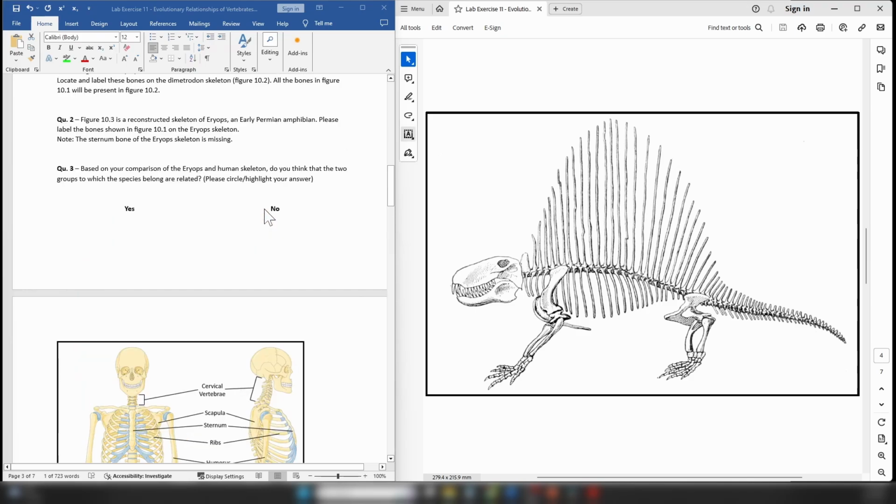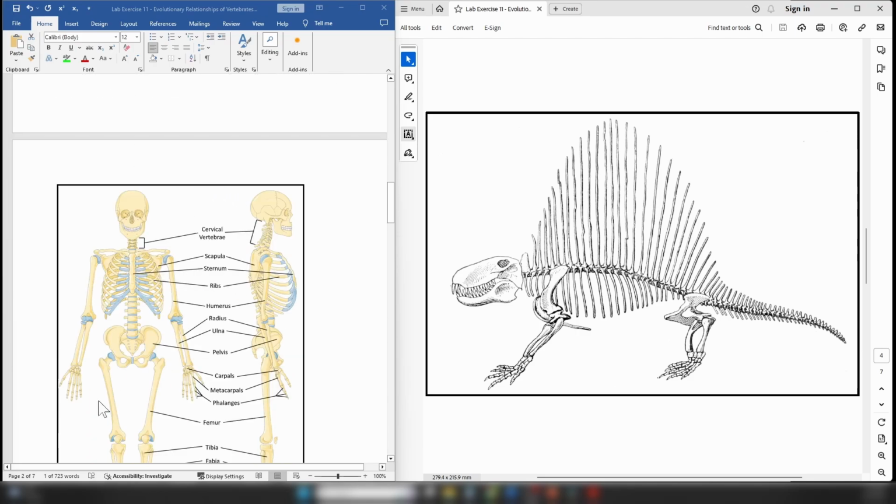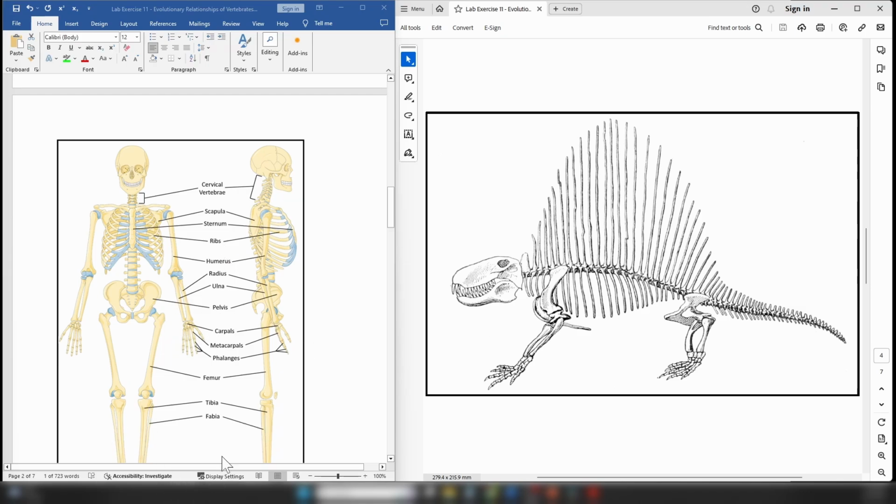So that's going to be the challenge for part one. And once again, all of the bones listed on the human skeleton here will be on the Dimetrodon skeleton. So you shouldn't have any bones missing. If you do, you will lose marks.